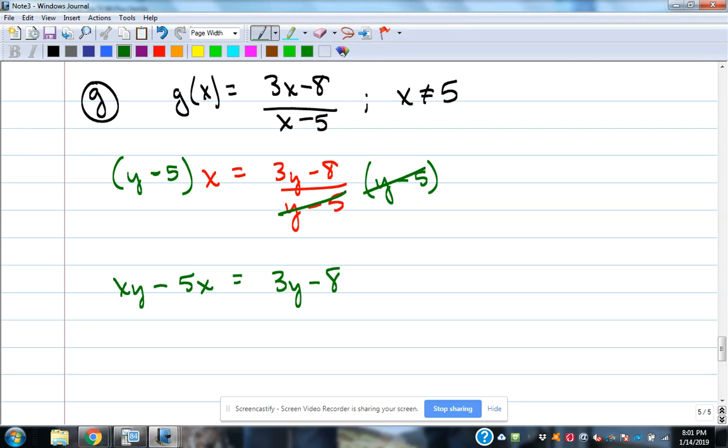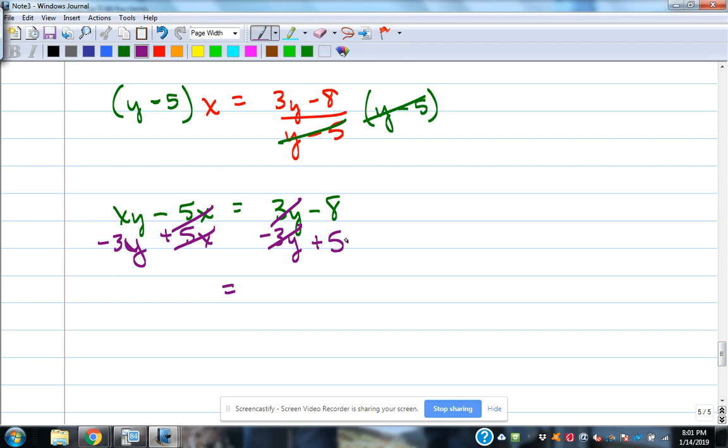Now what do we do? All right, so I'm going to add the 5x over here, get rid of it, and I'm going to subtract the 3y to get all our things with y together, and our things that are not y on the same side. So we have xy minus 3y, and we have 5x minus 8. It's okay if you wrote those in a different order. If you wrote negative 3y plus xy or negative 8 plus 5x, that's okay.